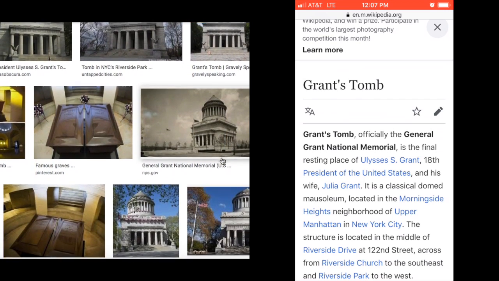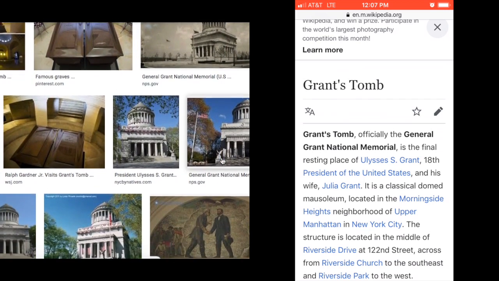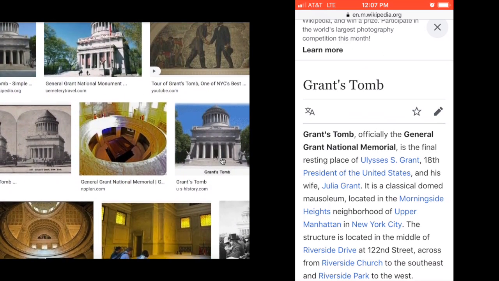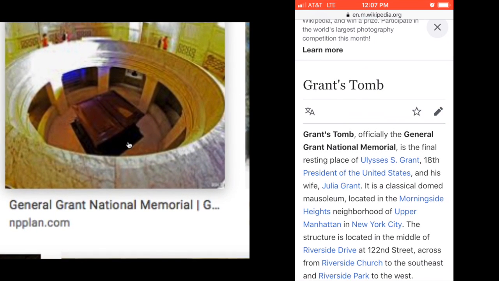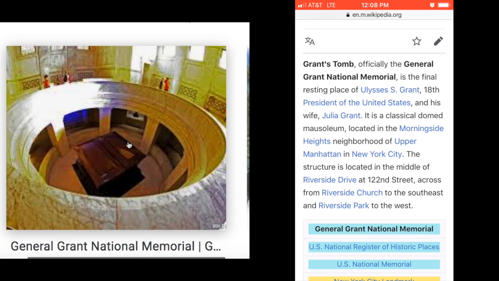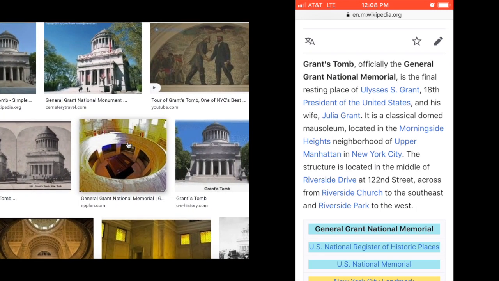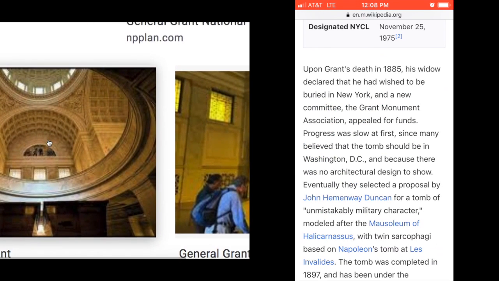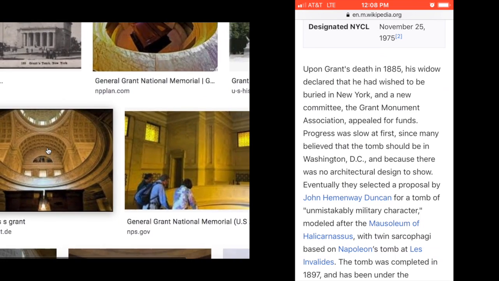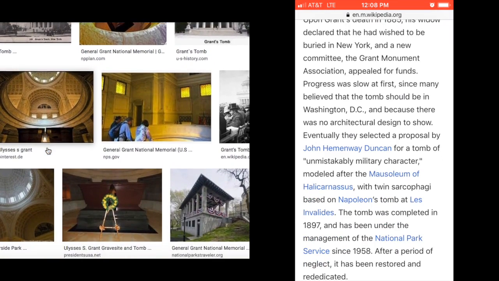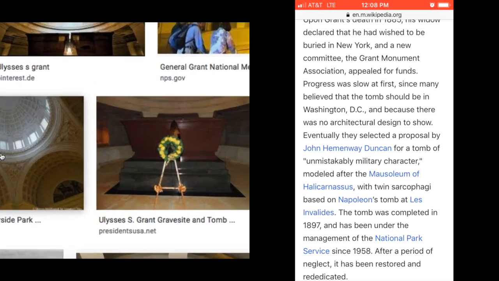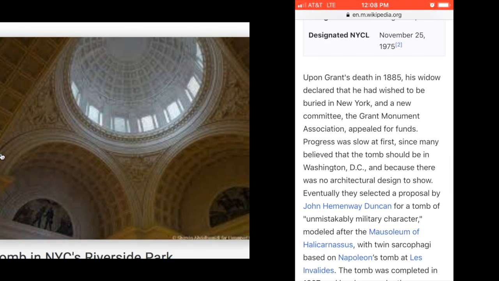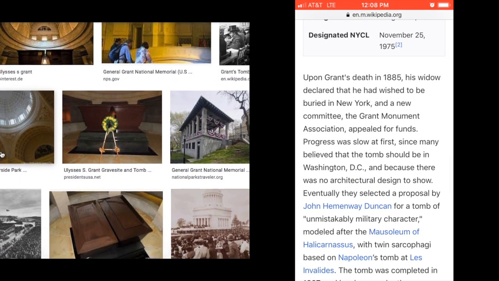Grant's Tomb, officially the General Grant's National Memorial, is the final resting place of Ulysses S. Grant, 18th President of the United States. It's a classical domed mausoleum located in Upper Manhattan, New York City. Upon Grant's death in 1885, his widow declared that he had wished to be buried in New York. They formed the Grant Monument Association. They appealed for funds. Progress was slow at first, so he only requested to be buried in New York.